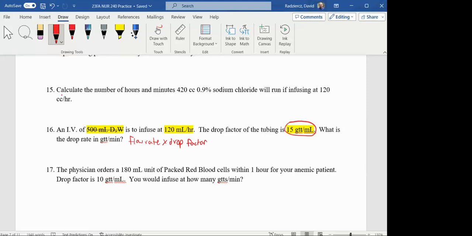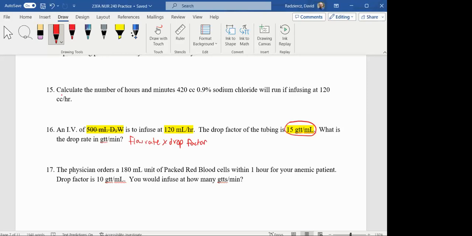And you'll notice that I crossed out the 500 milliliters of dextrose 5% water. The reason I crossed that out is because it doesn't matter how full the bag is. I just need to know what the flow rate is. So if you're wondering, why don't we do anything with that 500? That's why. It's not what I need.